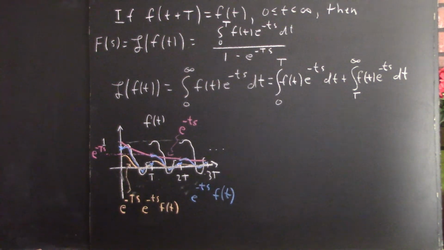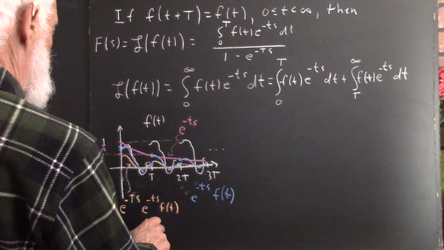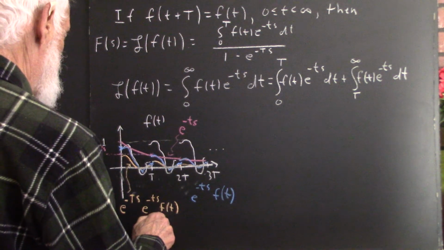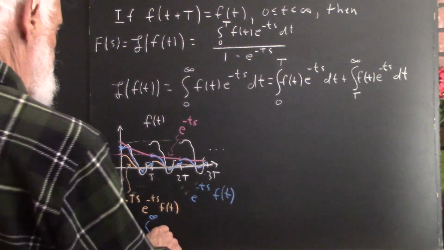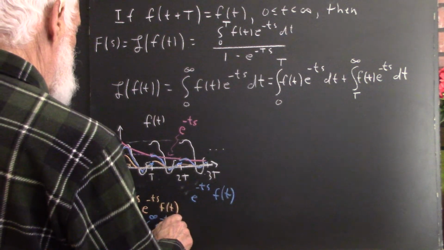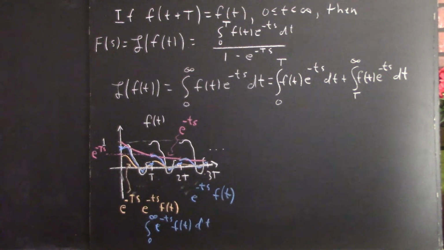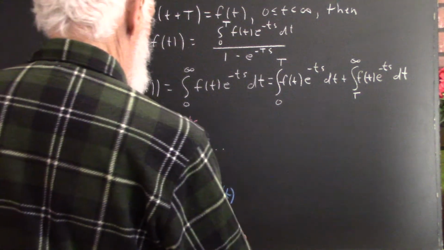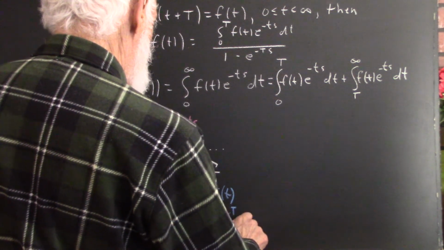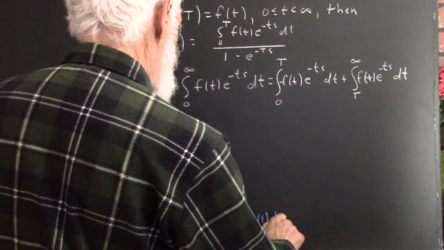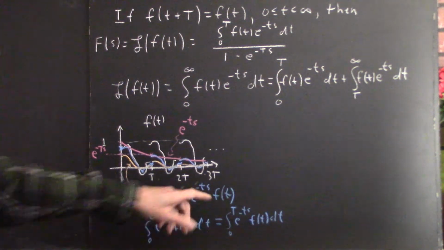So I can say that, uh-oh, almost lost my chalk. Okay. I can say that the integral, having trouble making a good infinity down there, from 0 to infinity of e to the negative ts f of t dt equals the integral from 0 to capital T of e to the negative ts f of t dt.